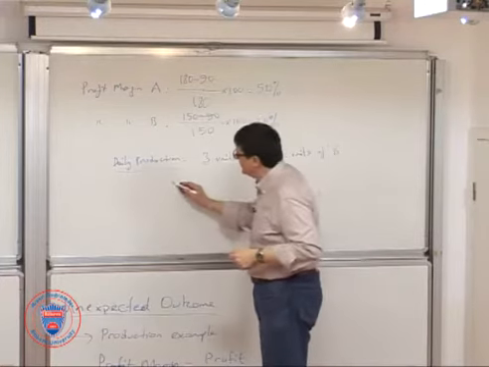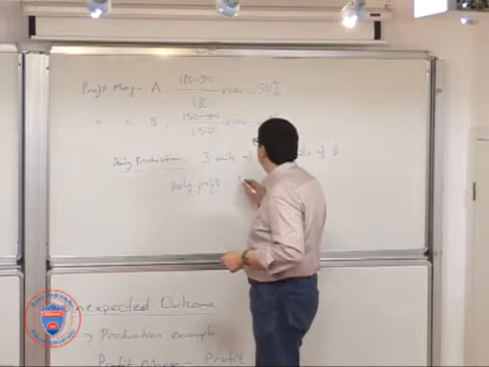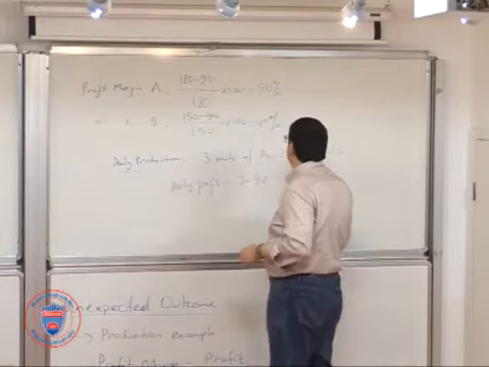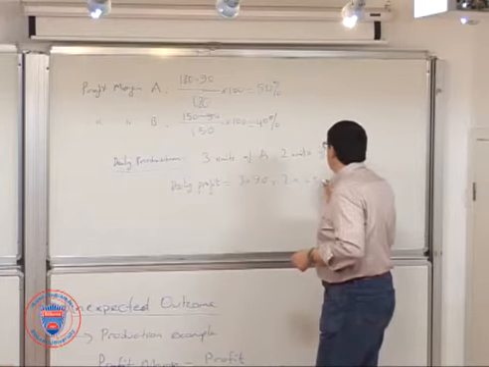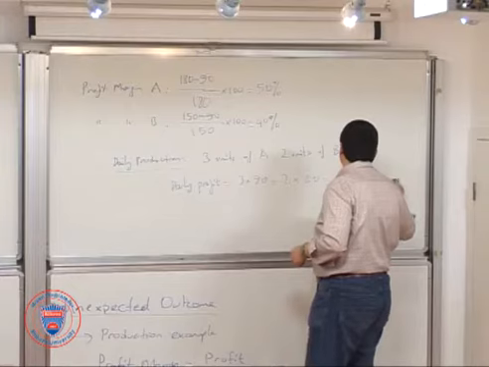As a result, my daily profit will be 3 times 90 plus 2 times 60, which is $390 per day.